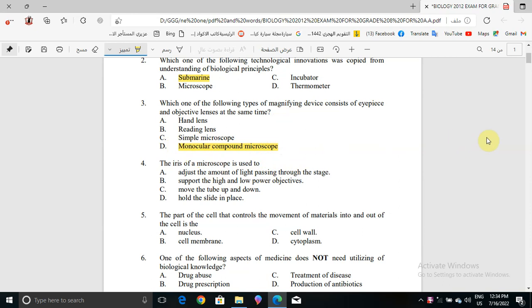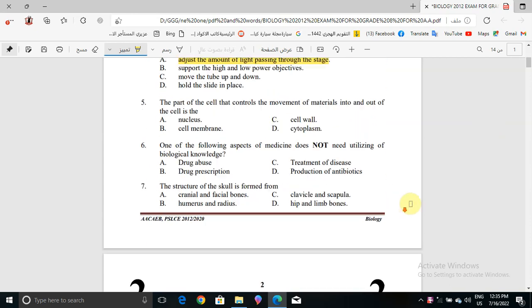Now question number 4 is asking, the iris of a microscope is used to what? Adjust the amount of light passing through the stage, support the high and low power objectives, or move the tube up and down, or hold the slide in place. Now the iris means the diaphragm, which is used to adjust the amount of light passing through the stage. So the correct answer for question number 4 is A.